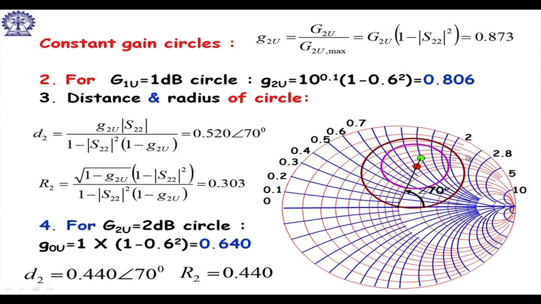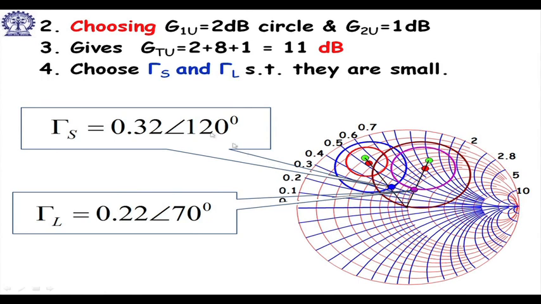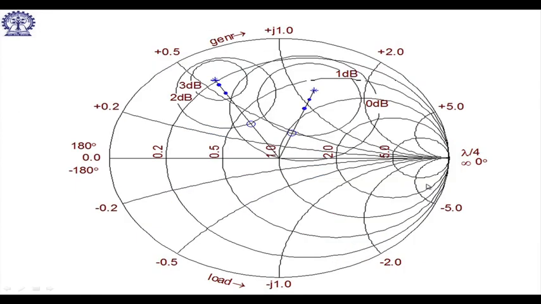Similarly, for the output side, we have chosen these two, for the 2 dB circle like this. Then choosing, we have decided that the device was already giving 8 dB, and from the input we will take 2 dB and from the output we will take 1 dB. So, choose this, I have chosen the nearest point for this. That gives the value, if I read this value it is 0.32 angle 120 degrees, and for the load I have chosen 0.22 angle 70 degrees.